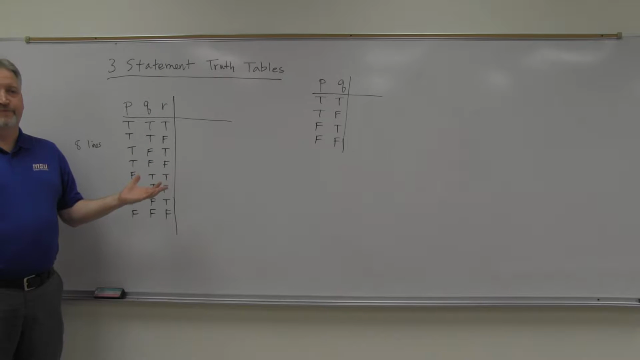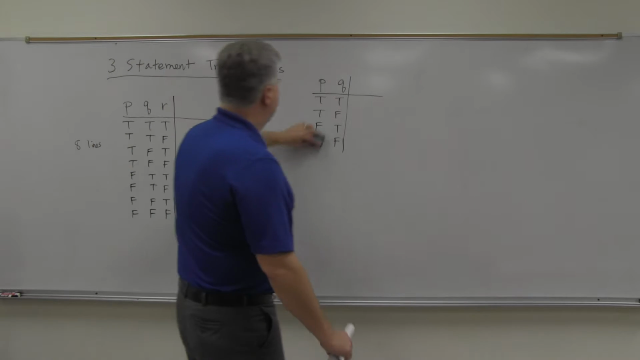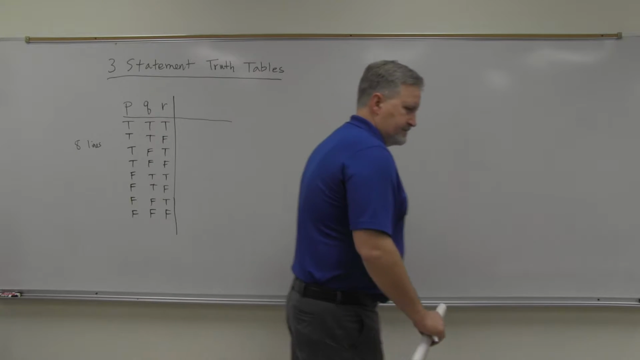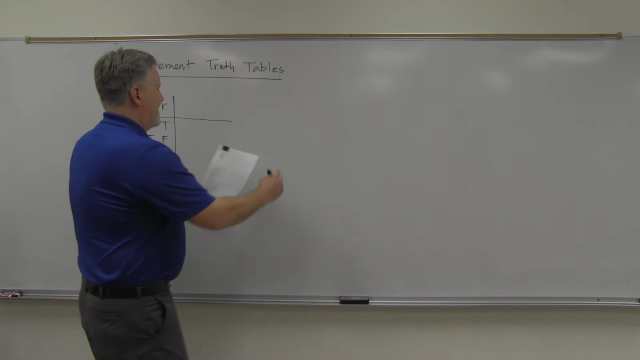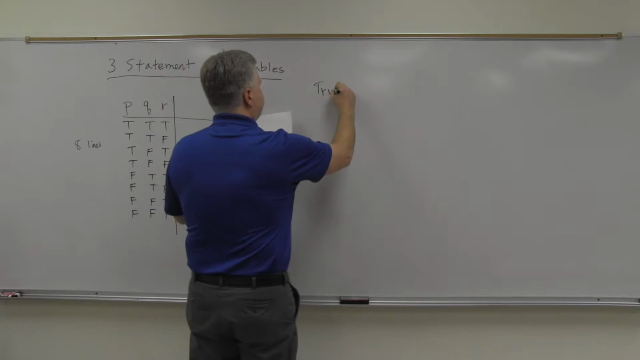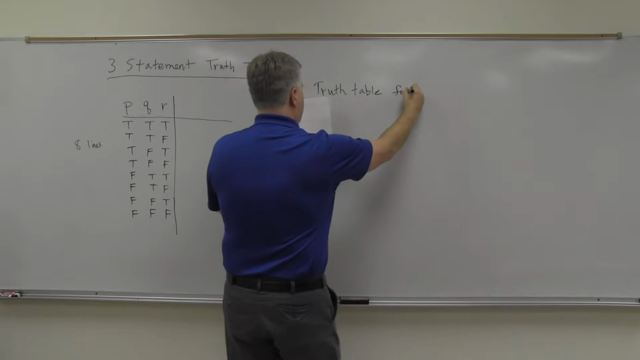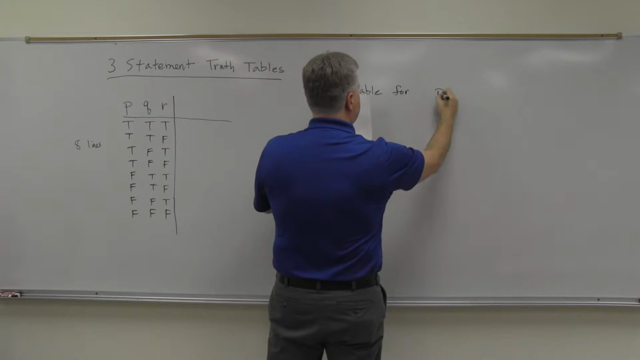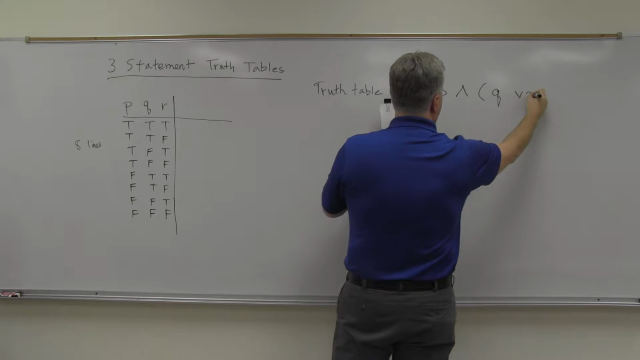All right? Good? All right, so let's do one here that has P's, Q's, and R's in it. 3 statements. Maybe we'll do 2. Okay. All right, so let's do a truth table for P and parentheses Q or not R.